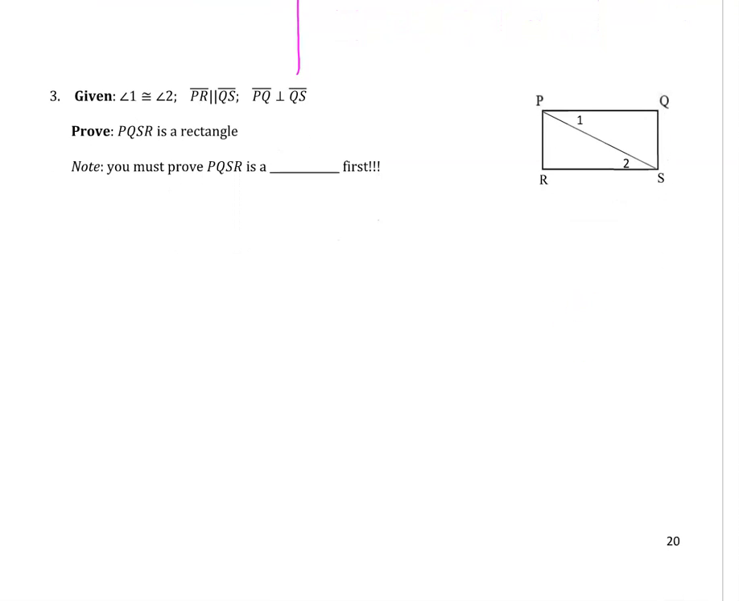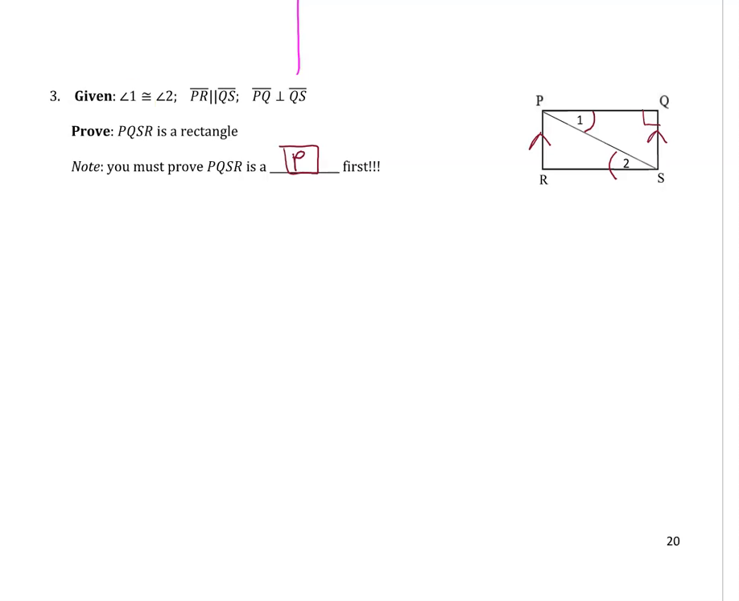All right, so I'm giving you angle 1 congruent to angle 2. PR is parallel to QS, and PQ is perpendicular to QS. I want to prove that this is a rectangle. Now, this one's different than the ones that we did before because notice I didn't give you that it's a parallelogram. You're going to have to prove that it's a parallelogram first.